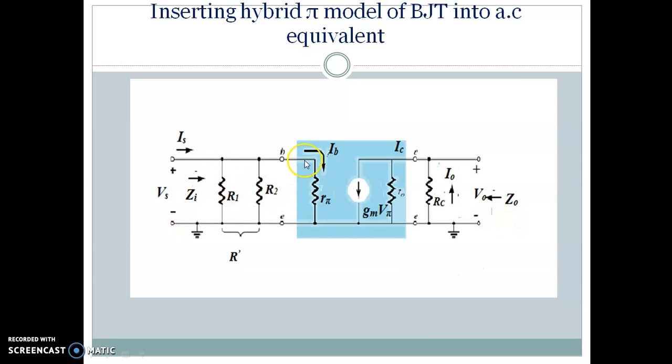So the circuit gets reduced to R1 parallel R2, which is termed as R dash, as similar. Then you are replacing the transistor with the hybrid pi model, which is R pi and Gm V pi. Since the model is now easier to analyze, I include the R0 effect also. So it is R0, Rc, and this is your I0. So we are going to find out what is your Zi, what is your Z0, your voltage gain, and then the current gain.